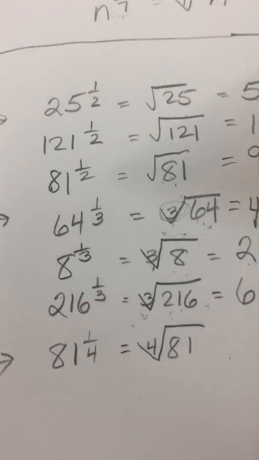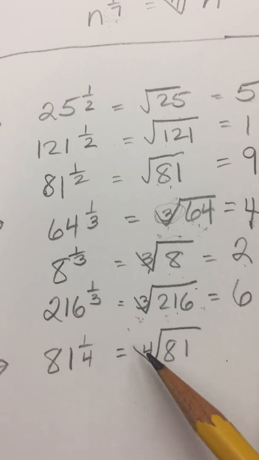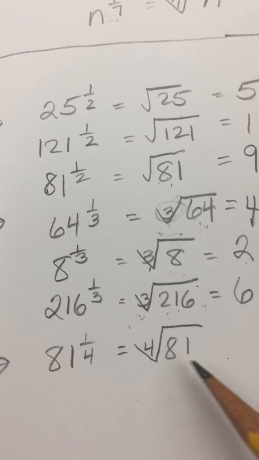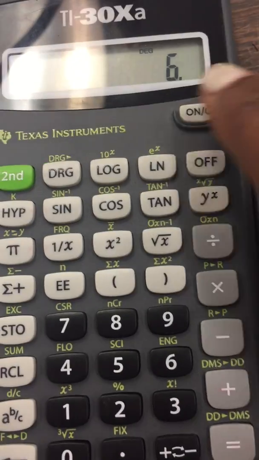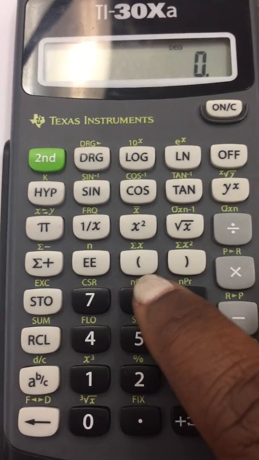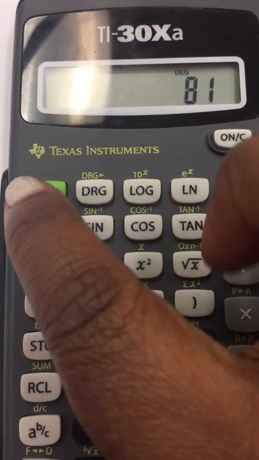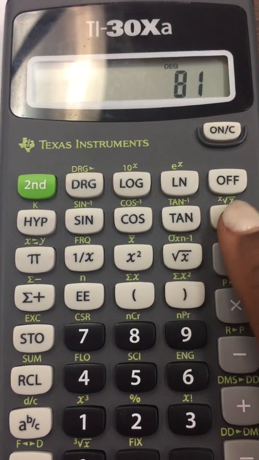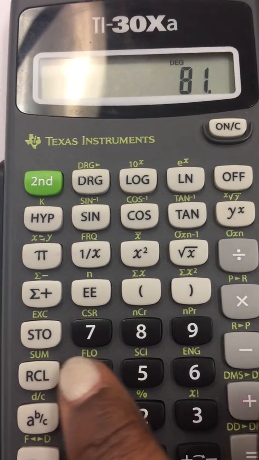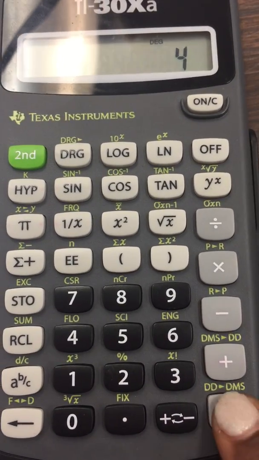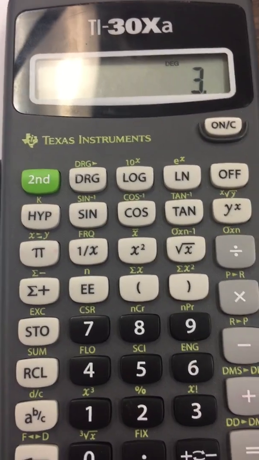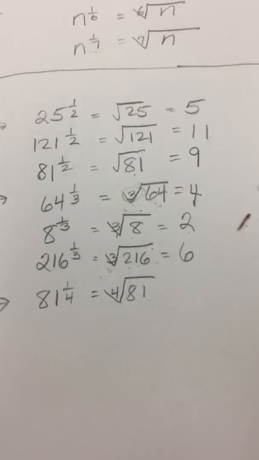Then guess what we want now? We want the fourth root of 81. The fourth root of 81. So we're going to go to our calculator, hit clear. We're going to go 81. We're going to go second, and we're going to hit this button. We want the fourth root, and we're going to hit enter. The fourth root of 81 is 3, guys.